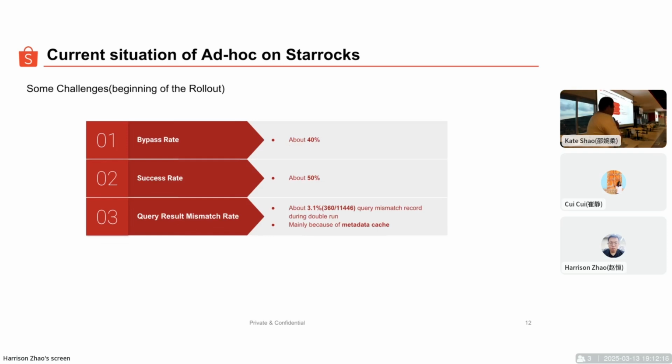But at the beginning of the rollout, we still met some challenges. The first two are that the bypass rate and success rate were very low, and the third is that the query result mismatch rate was relatively high. After I dug into the root cause, it was mainly because of the metadata cache. So here, what I want to show is some optimization to reduce the mismatch rate.